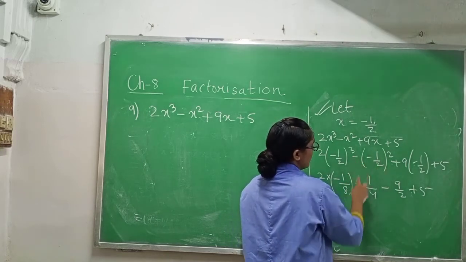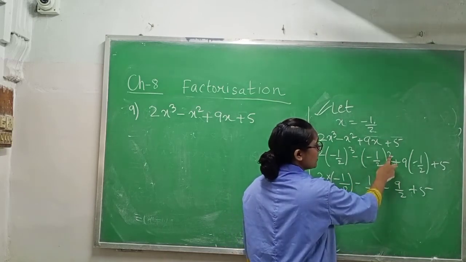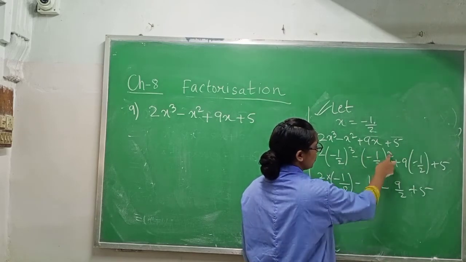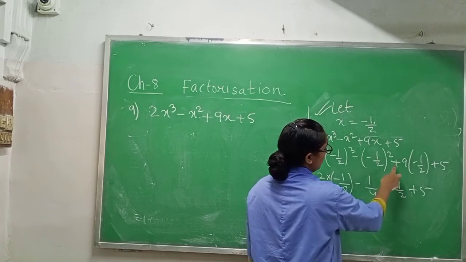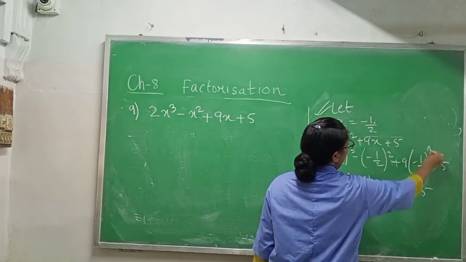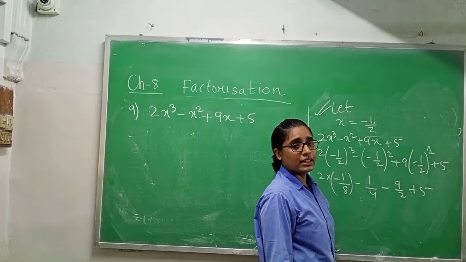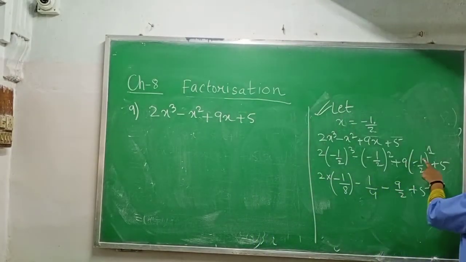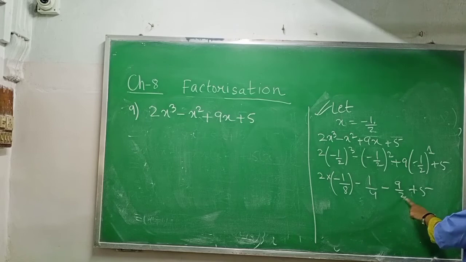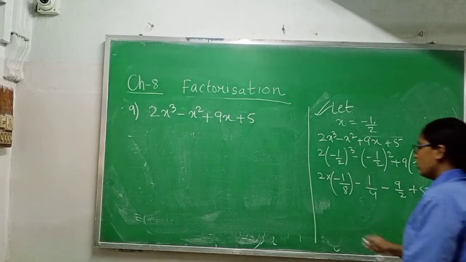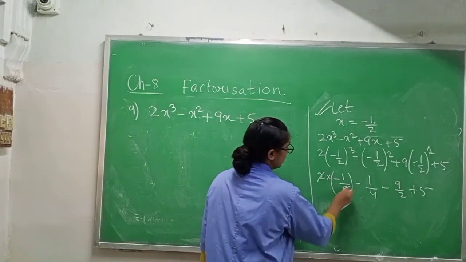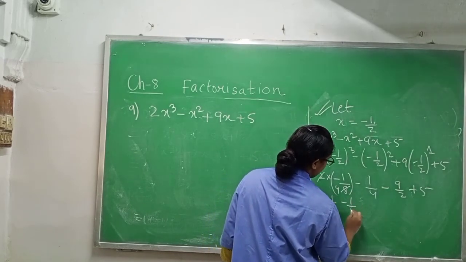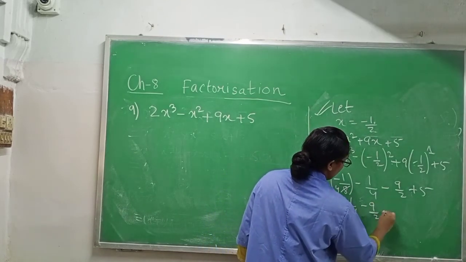Now see, minus sign as it is. Since the power is even, the minus sign will be removed. 1 square is 1, 2 square will be 4. Now see, plus minus, the power is 1, and if the power is 1, the minus sign will be there only. So plus minus, minus 9 into 1, 9 by 2 plus 5. Now you can cancel this 2, 1 by 2, 2 4 is 8. It will come -1 by 4, -1 by 4, -9 by 2 plus 5.